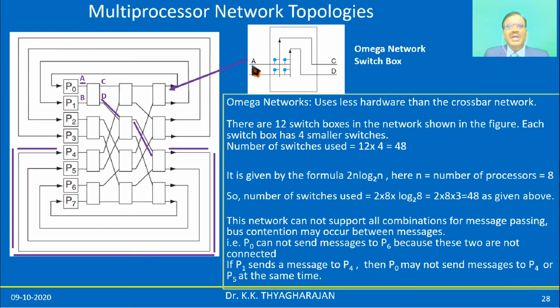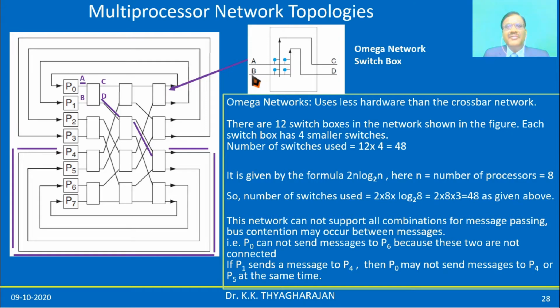It will have 2 inputs. Here also you see there are 2 inputs. Similarly, there are 2 outputs. The same thing is shown here. If A sends a message and it has to reach C, you see that message will come here. If this switch is closed, it will go to C. If the second switch is closed, A will be connected with D.